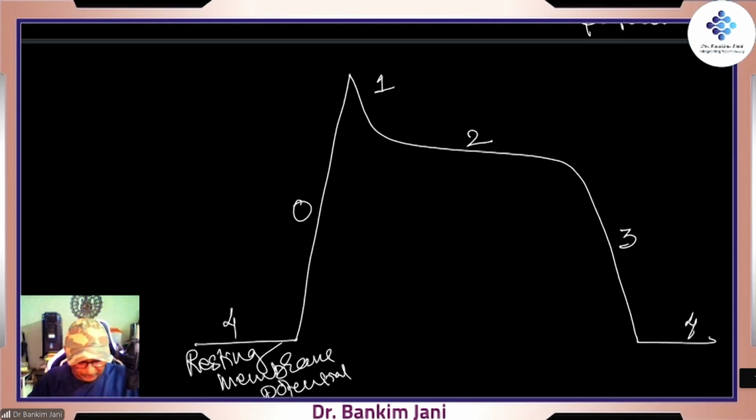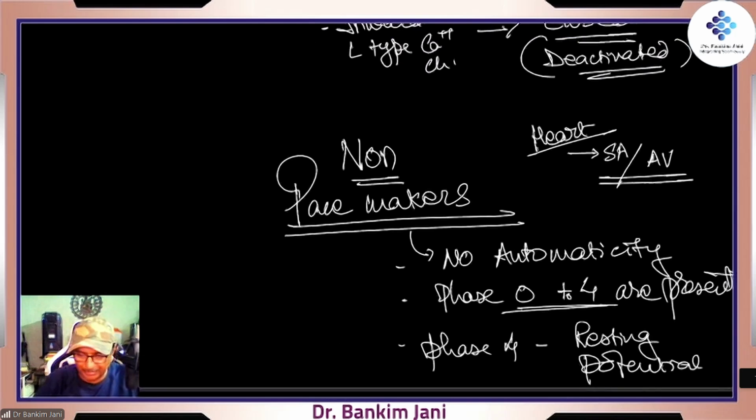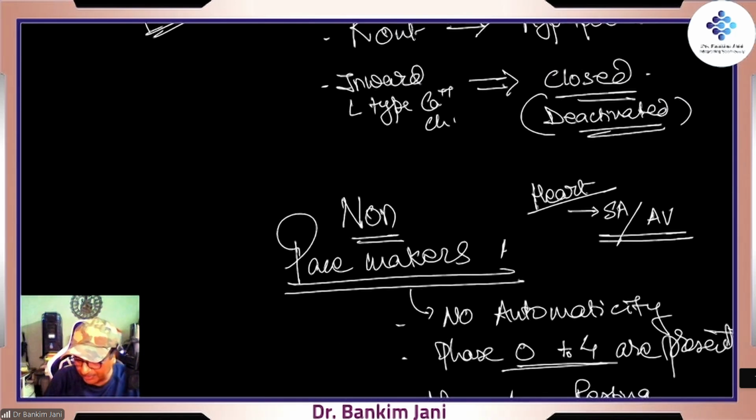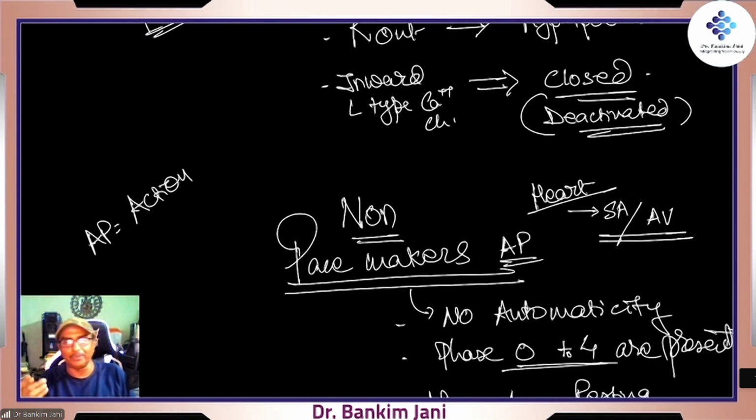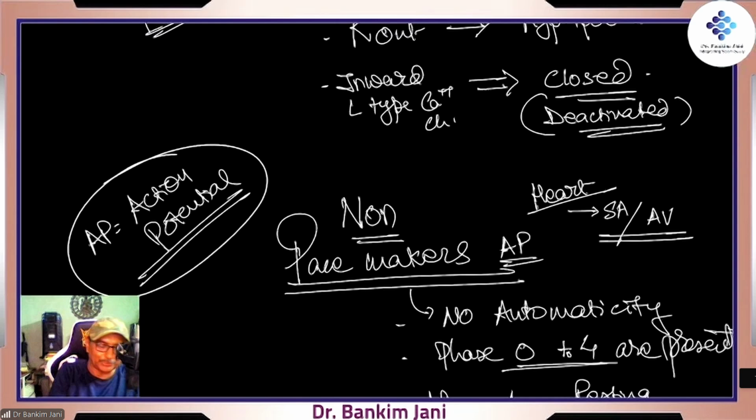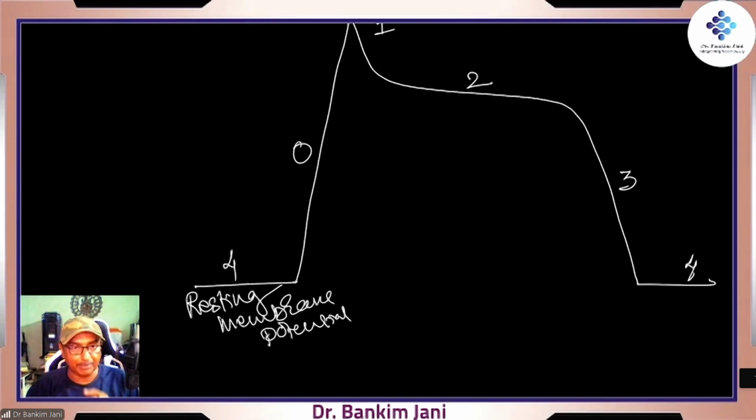So first, phase 4, this is the resting membrane potential. This 0 is going straight up. From now onwards, we'll be writing action potential as AP. I'm writing it because I got a few mails that the short form was not clear. So no worries, action potential. In fact, we have to use those short forms as we proceed further. For now, no problem. So here is the resting membrane potential, and this one would be the action potential.